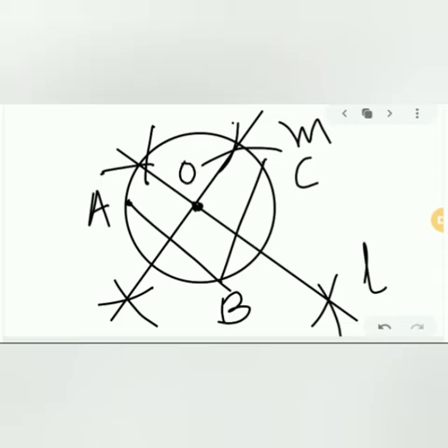I hope this concept is clear to you, that by joining AB, taking center as A, we will make 2 cuts. By taking center point as B, we will make 2 cuts, and then we will join that line and give it the name line M. Then we will join this BC.